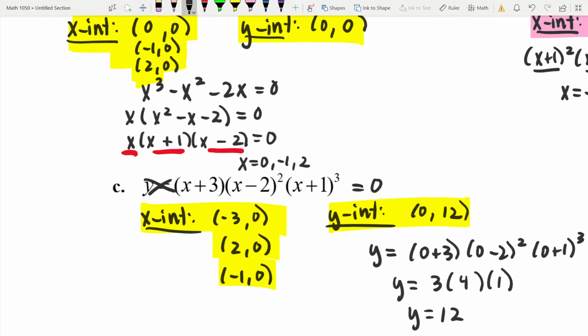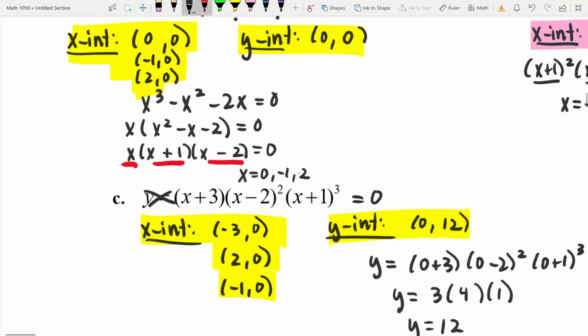Okay, so let's come over here. See this 0, go back to question A. See this (0, 0)? It came from this x right here. What's the exponent on that x? 1. 1 is odd. Odd means cross. I want you to put a C right there. This -1 right here came from the x plus 1. The outside exponent is a 1. 1 means odd. Odd means cross. This x equals 2 came from the x minus 2. Exponent's 1. 1 is odd. Odd means cross. So they would all cross through.